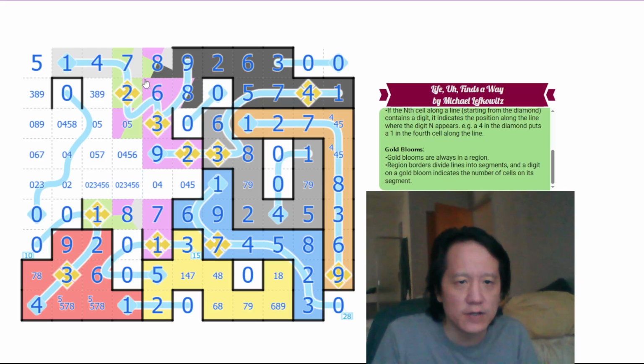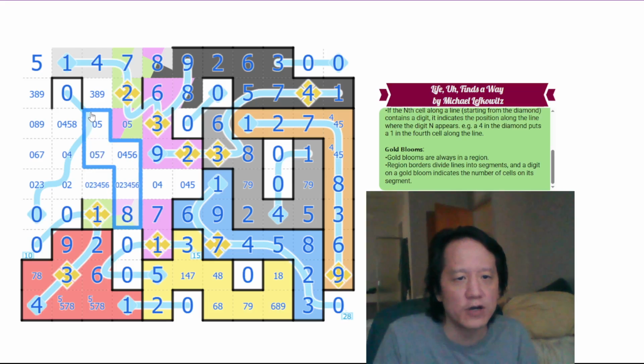This is definitely a boundary. This can't be light. If it were light, it would block the green from ever connecting to here. So this cannot be light. It's green or pink.